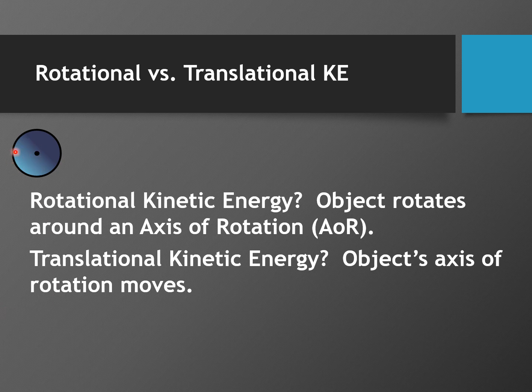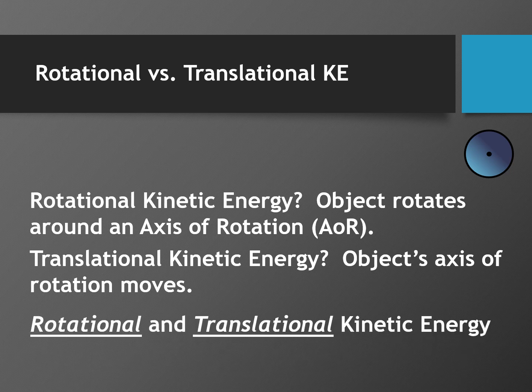Now, translational kinetic energy is when the object's axis of rotation is moving. So even though it may be rotating, if that axis of rotation moves... Now the reason I say axis of rotation, not center of mass, is because sometimes an object can rotate around a point that's not its center of mass and then it moves translationally. So if the object is moving without rotating, then it's just translational kinetic energy.